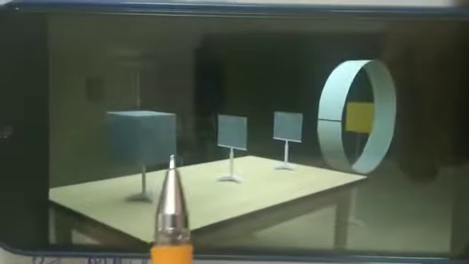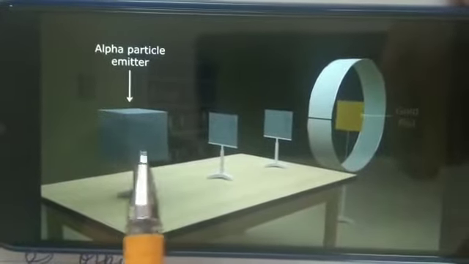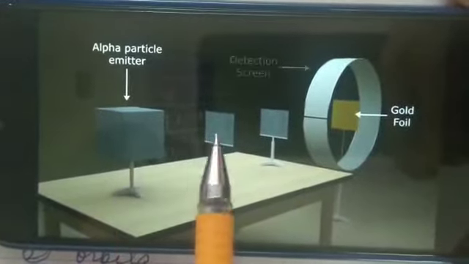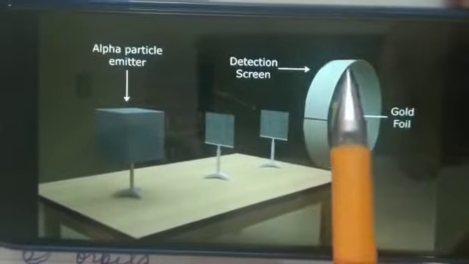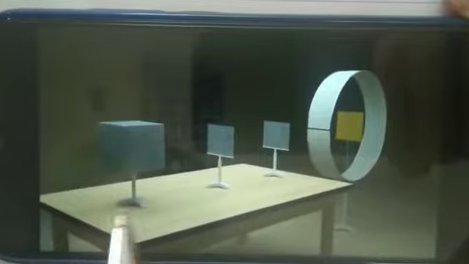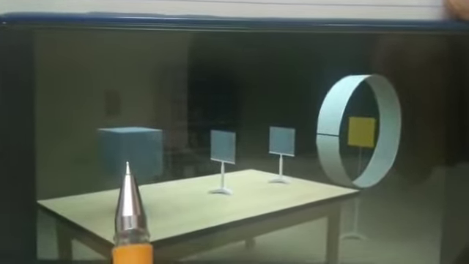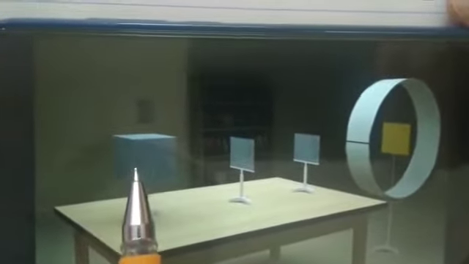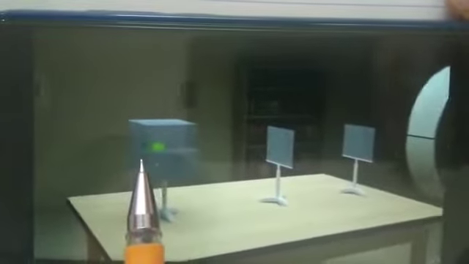Now you can see that in this video there is an alpha particle emitter and these two are the slits. This round shape is a screen and the center one is gold foil. Now we'll see the procedure. In the first procedure there is a radioactive element which is an alpha particle emitter, meaning alpha particles are emitted. Now you can see that easily.